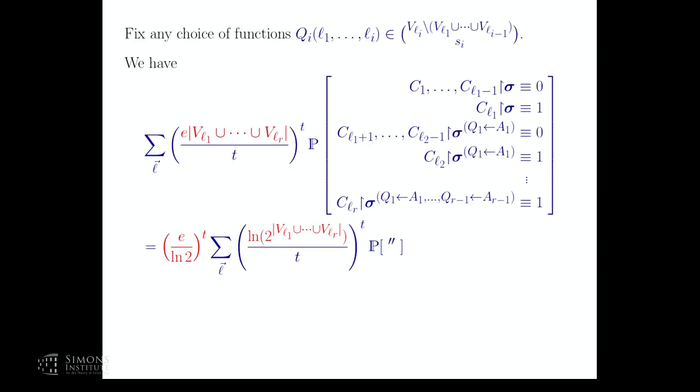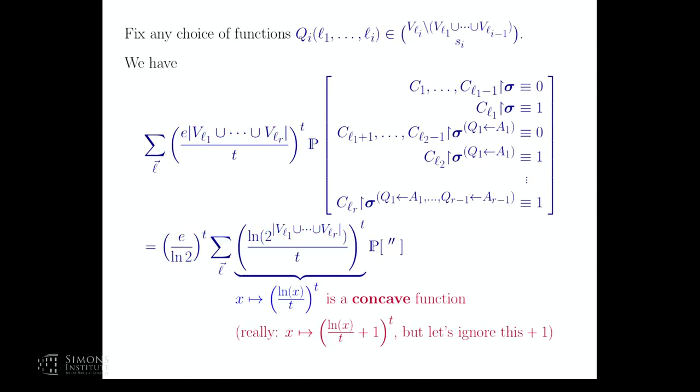Now I'm going to do something that looks a little weird. I'm just going to rewrite this: this E times the size of this set to the T. I'm going to pull this E to the T out front, and I'm going to write the size of this set as log of 2 to the size of the set. Why do I do this? Because x maps to natural log of x over t to the t, which is a concave function. That's sort of a lie; you should have a plus 1 here, but I'll ignore that.